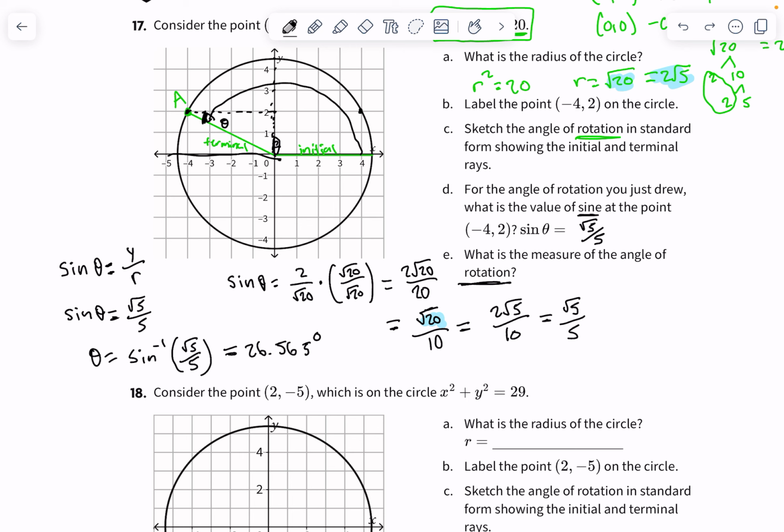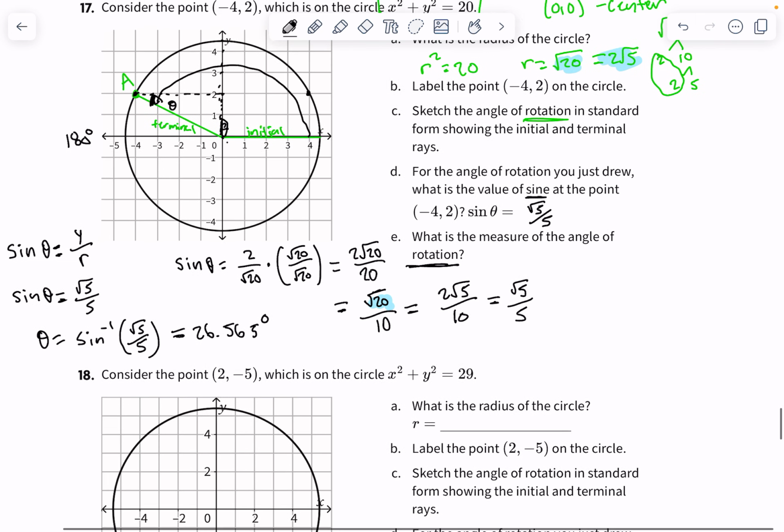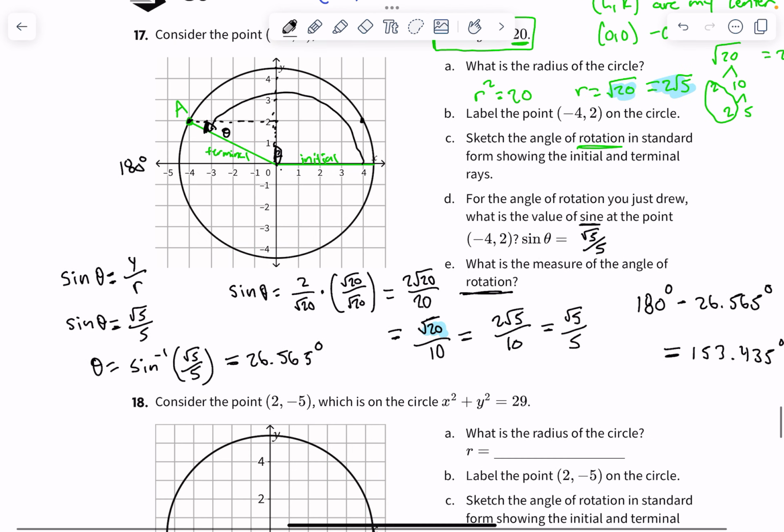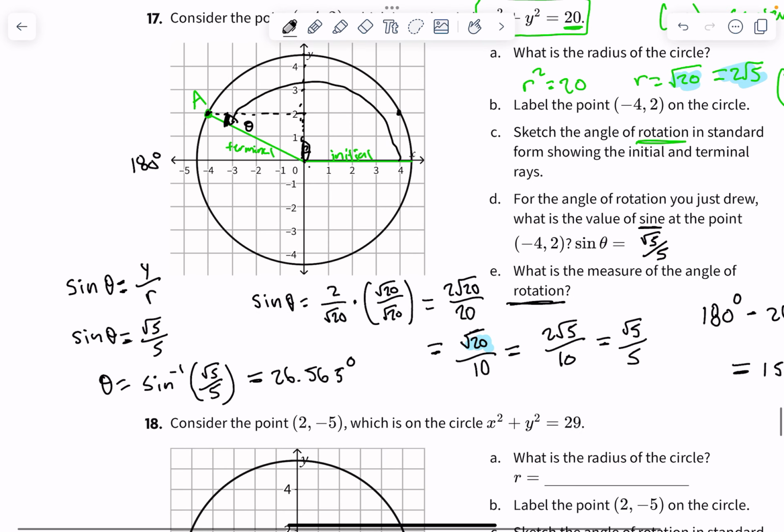So this is supposed to be from quadrant 2. We know that this is 180 degrees. So I would just subtract it from that. So I would do 180 degrees minus 26.565 degrees, which is equal to 153.435 degrees. Okay, that's one way to think about this.